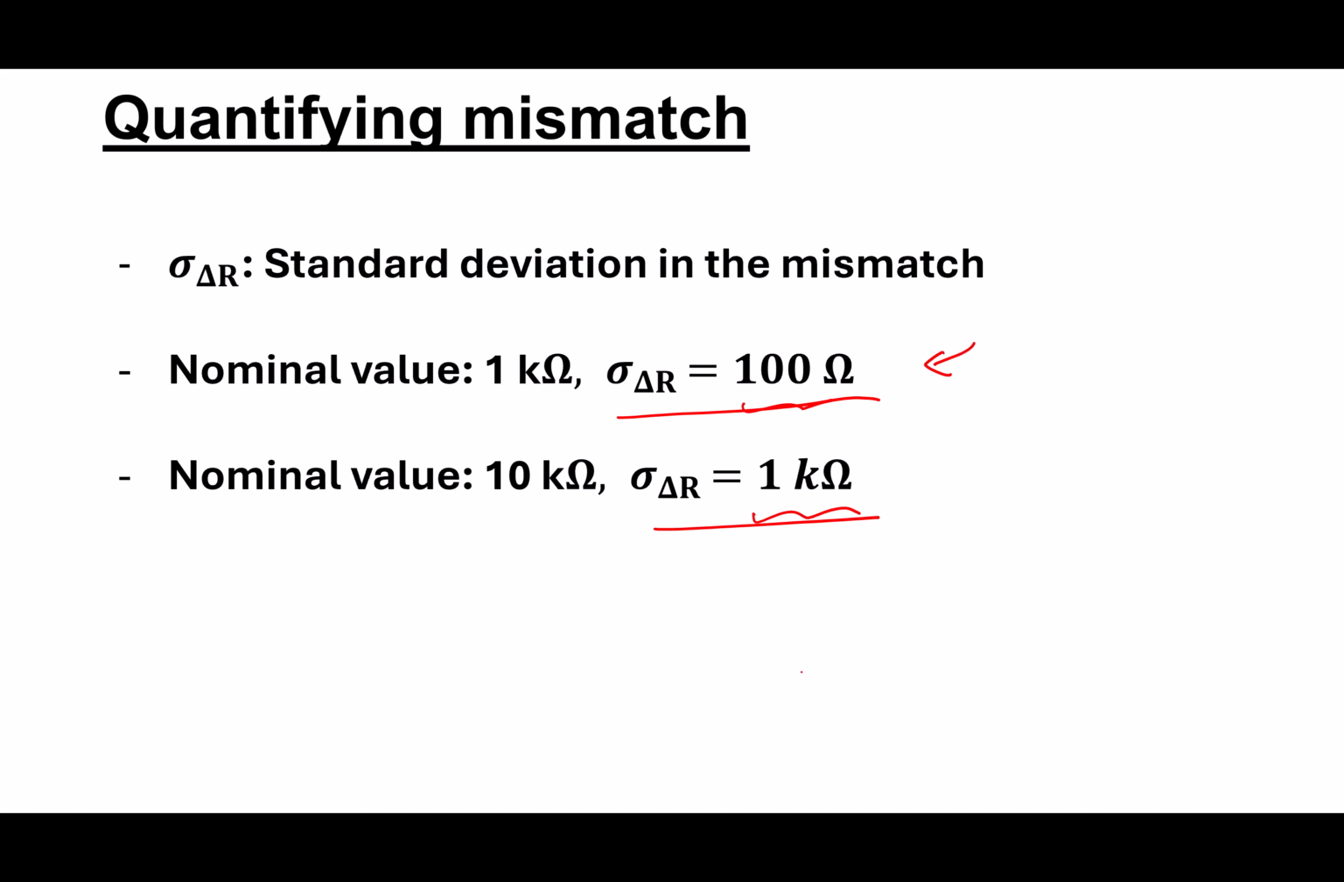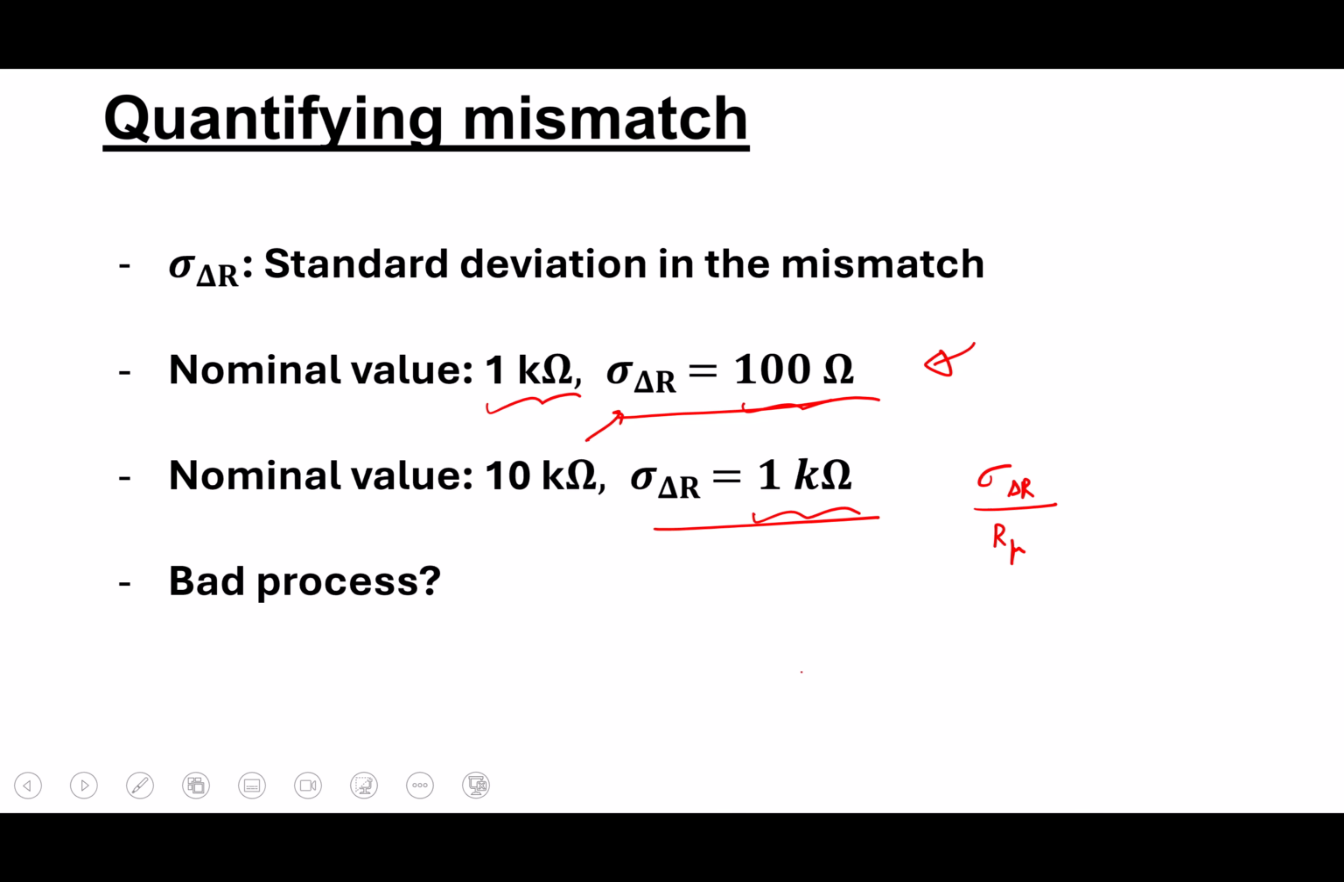Because the variation actually depends on the actual component value also, right? It's like a round off error. So instead of just looking at this, what should I do? Relative value, yeah. Basically I should take sigma delta R by the mean value. That way I normalize it. So this will give a better metric to compare.